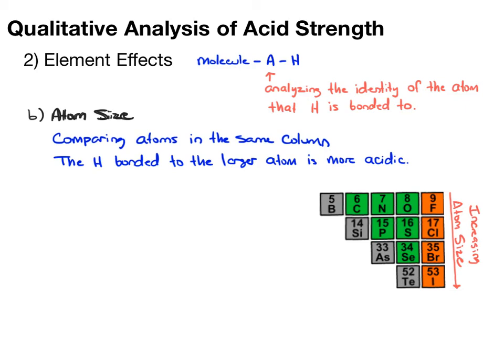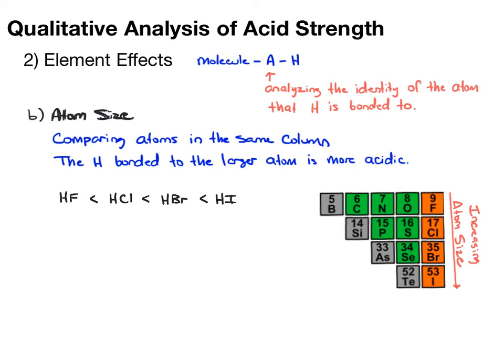Let's start with the halogens, because most people will often incorrectly think HF is the strongest acid and HI is the weakest acid because of electronegativity. But it's actually the total opposite. In terms of acidity, HF is the weakest acid, HCl is a bit stronger, HBr is a bit stronger than that, and HI is even stronger than that.